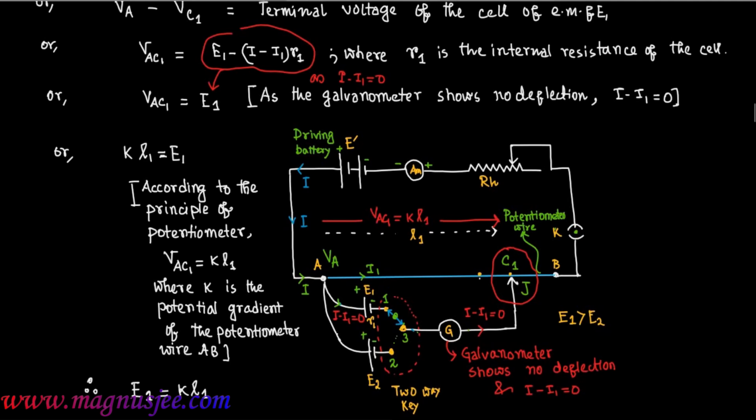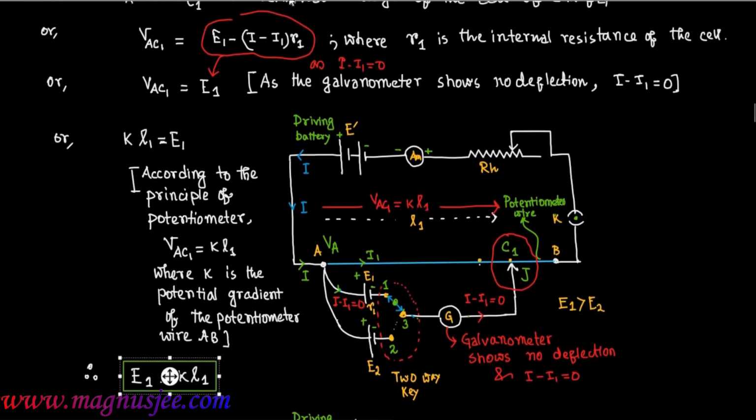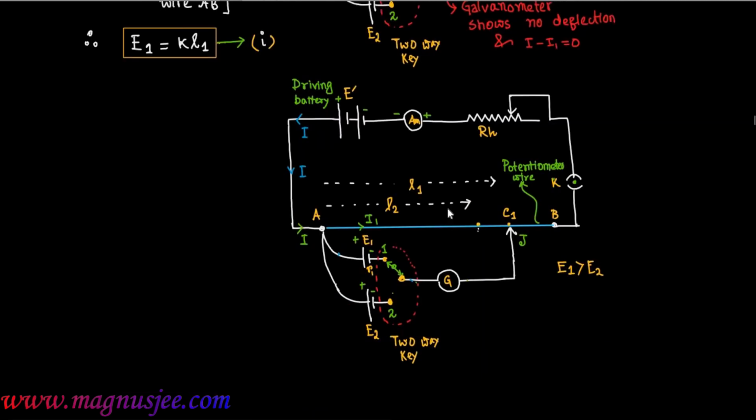Therefore, E1 equals KL1, which is the EMF of the first electric cell. K is the potential gradient and L1 is the distance of the point C1 from A, at which galvanometer G shows no deflection.